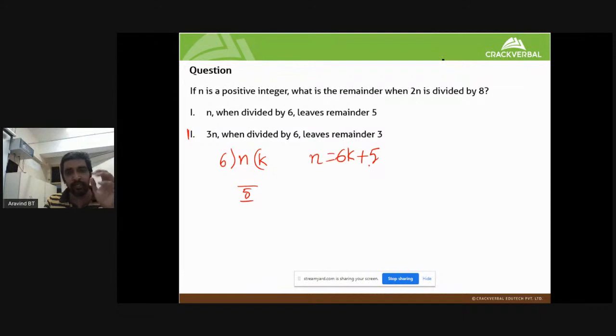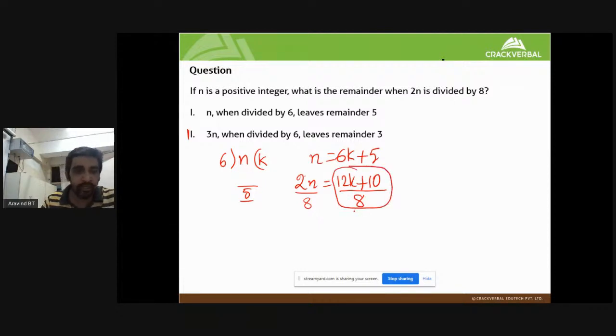And this is where you have to understand that there are two variables here, there are two unknowns. And because there are two unknowns, just depending on the equation, n is 6k plus 5. So 2n will be how much? 2n will be 12k plus 10. Now ask yourself, how will you divide this by 8? How will you deal with the situation, right? Beyond this situation, there is no other way except using values. So our question is, if that is the case, then why not use values here at this stage itself?